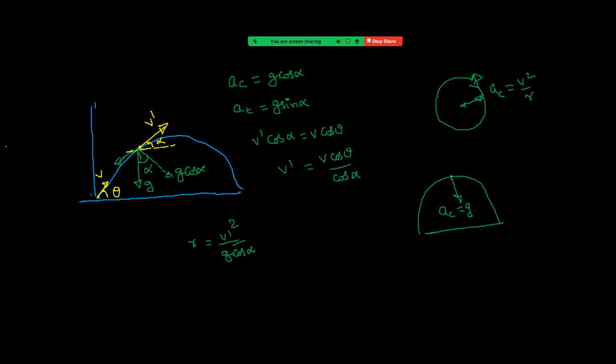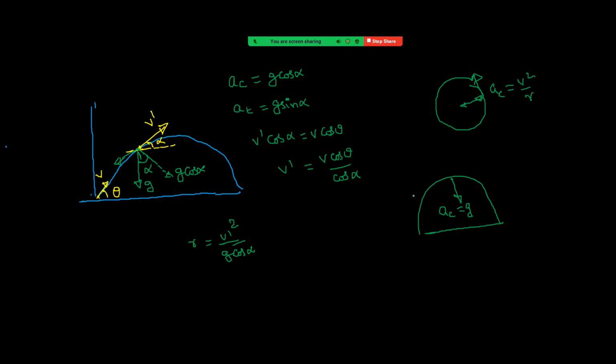So here we can conclude that from point of projection up to maximum height, radius of curvature decreases. I am repeating, from point of projection up to maximum height, radius of curvature decreases. From there, again till reaching ground, its radius of curvature increases. So in this we have got v cos theta by cos alpha, right?